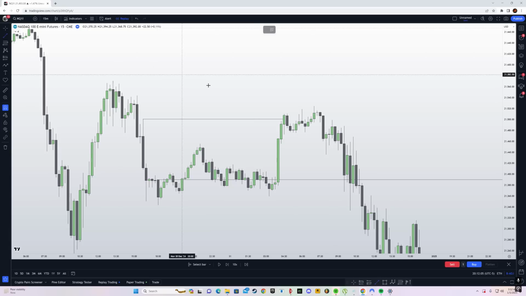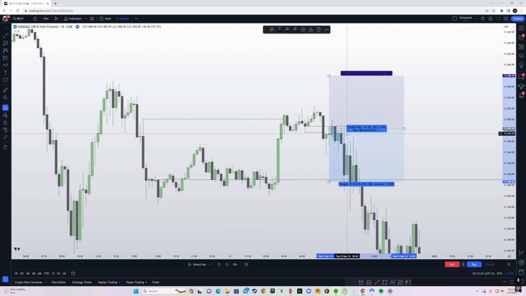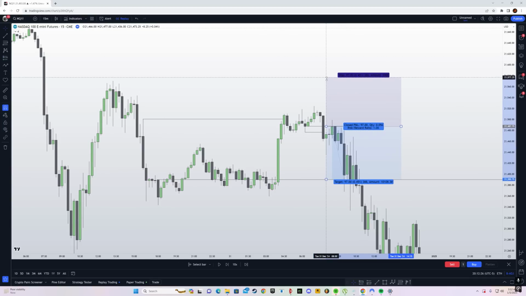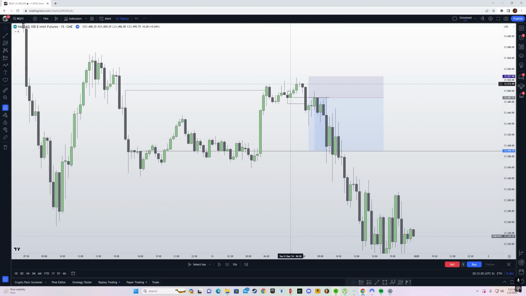Then what we're doing is we are looking for a market structure shift. Right here, we have it. Now, what else do we have here? We have this auto block, continuous bullish candles that swept liquidity. That is your auto block. This is your short position right here. Stop goes right above the high.